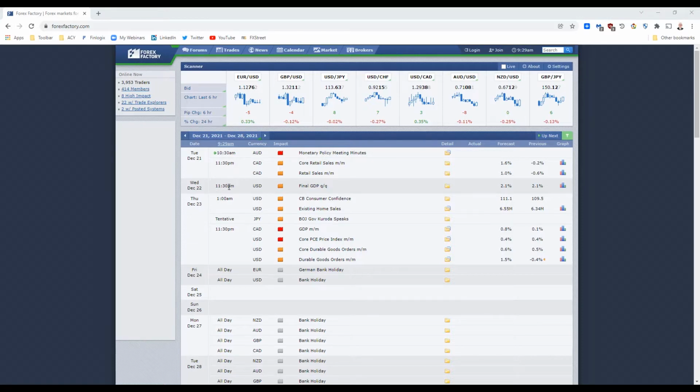And Wednesday 11:30 PM there's a minor US item, final GDP QQ coming out. That could affect the market. Then other than that, getting into Thursday 11:30 PM my time on the evening, US core PC price index. That's the biggest one for the week. That could affect the New Zealand US dollar.